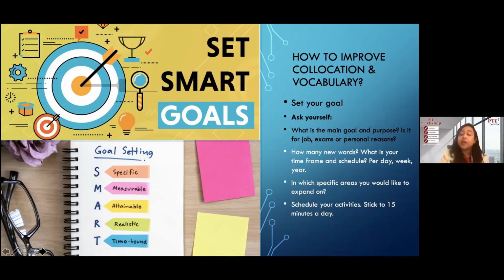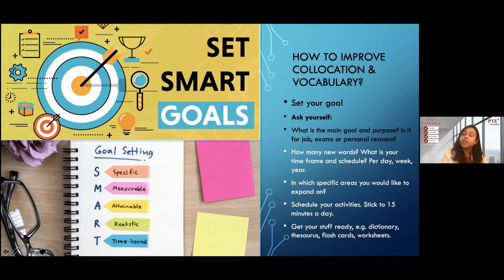In which specific areas would you like to expand, if it is vocabulary or if it is collocation or if it is something else. What are your weak areas? You have to identify that first. And after understanding all of these things, schedule your activities. Stick to 15 minutes a day. This is a very short period of time. 15 minutes is not too much time. You can always find 15 to 20 minutes every single day to practice and review your progress so far. And these things really strengthen your purpose and really make you motivated to learn more.